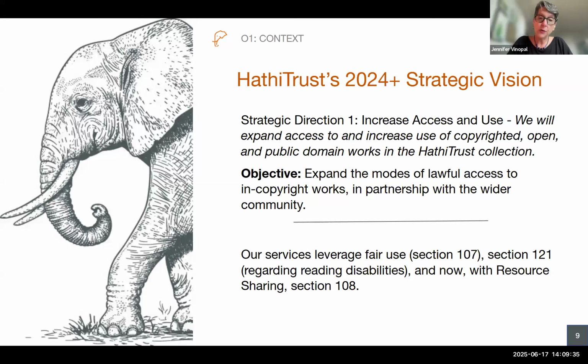And now for this resource sharing service, we're going to be relying on Section 108, Parts D and G regarding library lending. So Ange is going to explain more about that, and I will hand this over to Ange right now.